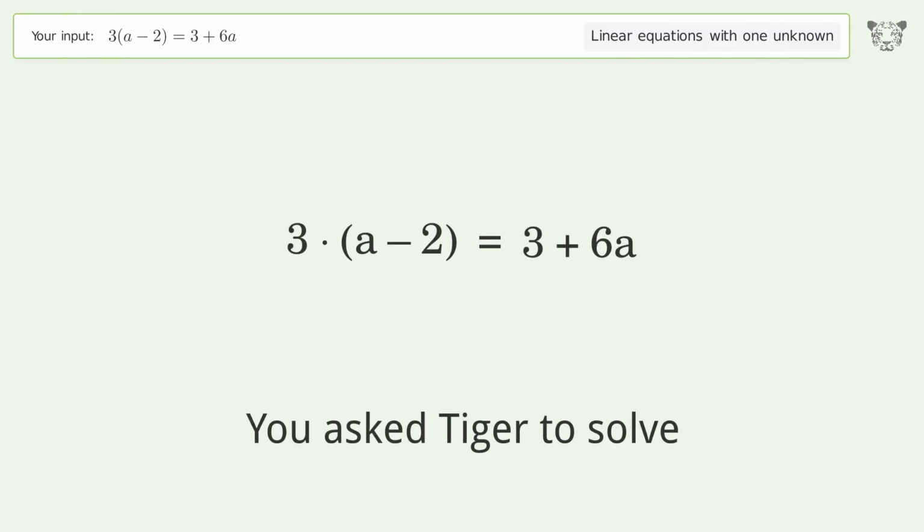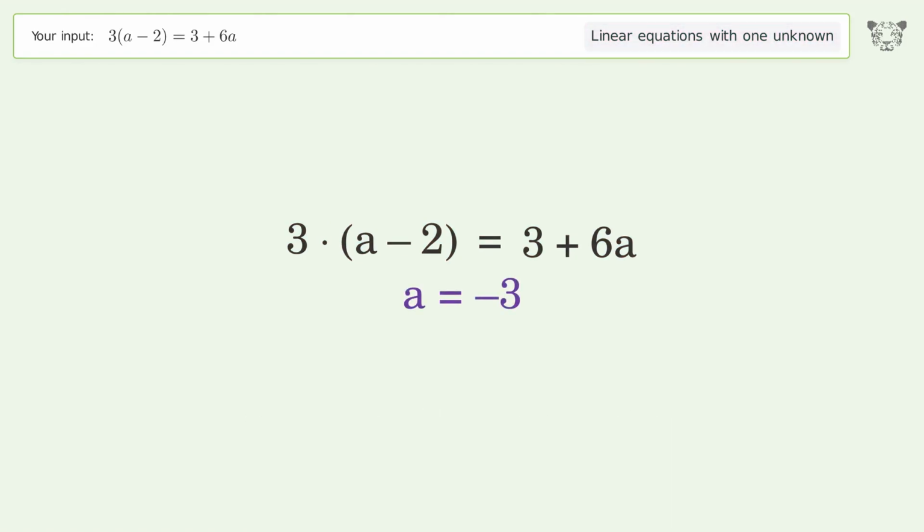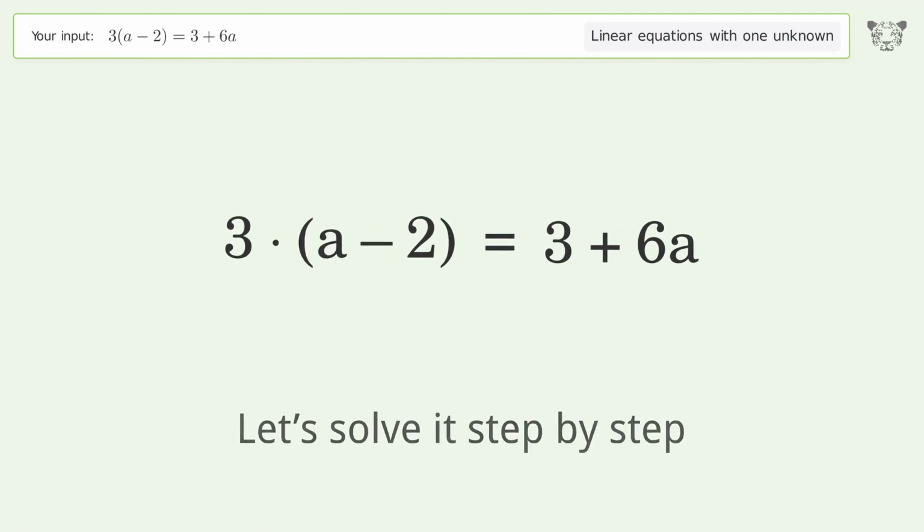You ask Tiger to solve this. This deals with linear equations with one unknown. The final result is a equals -3. Let's solve it step by step.